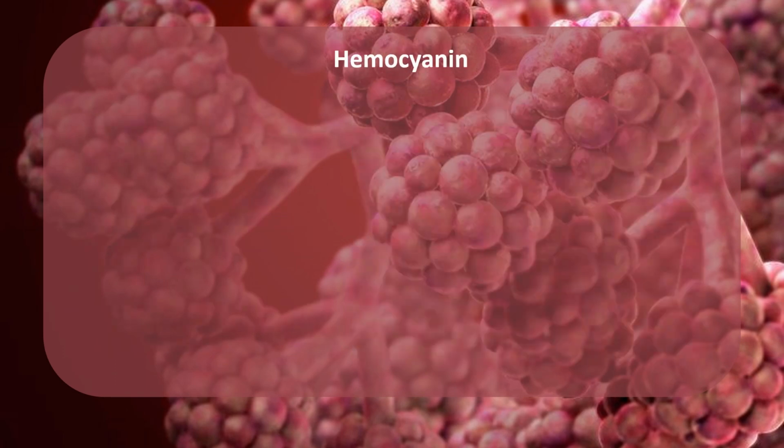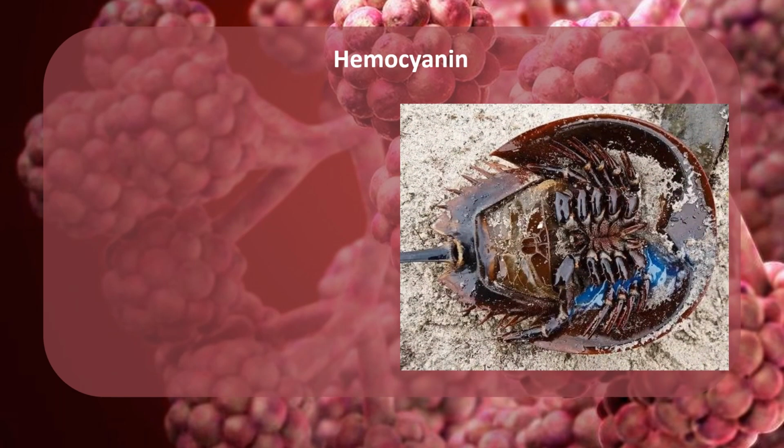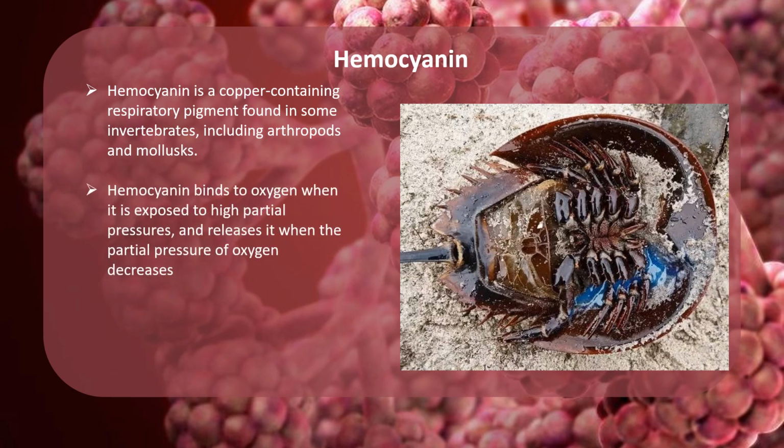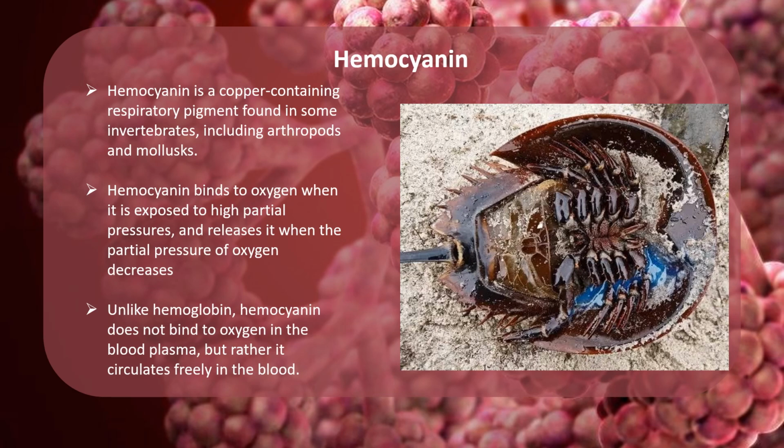Next is hemocyanin. Hemocyanin is a copper-containing respiratory pigment found in some invertebrates including arthropods and molluscs. Hemocyanin binds to oxygen when it is exposed to high partial pressure and releases it when the partial pressure of oxygen decreases. Unlike hemoglobin, hemocyanin does not bind to oxygen in the blood plasma; rather, it circulates freely in the blood, and hemocyanin gives a blue color to the blood.